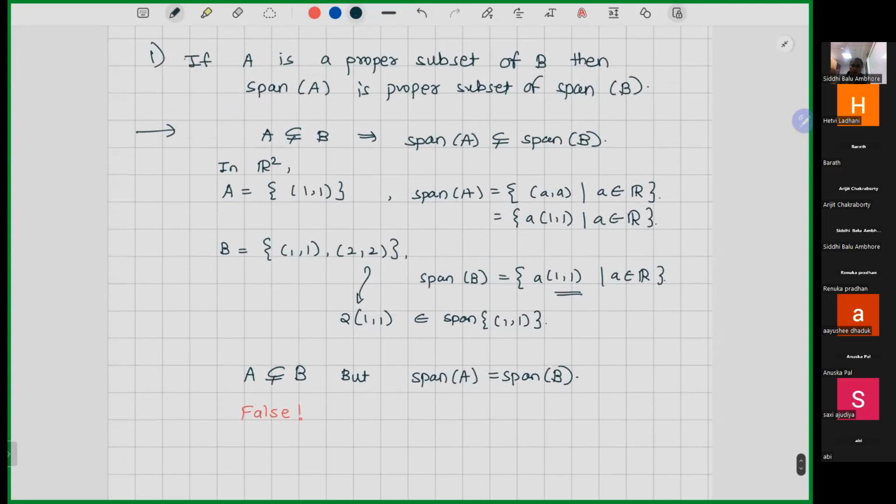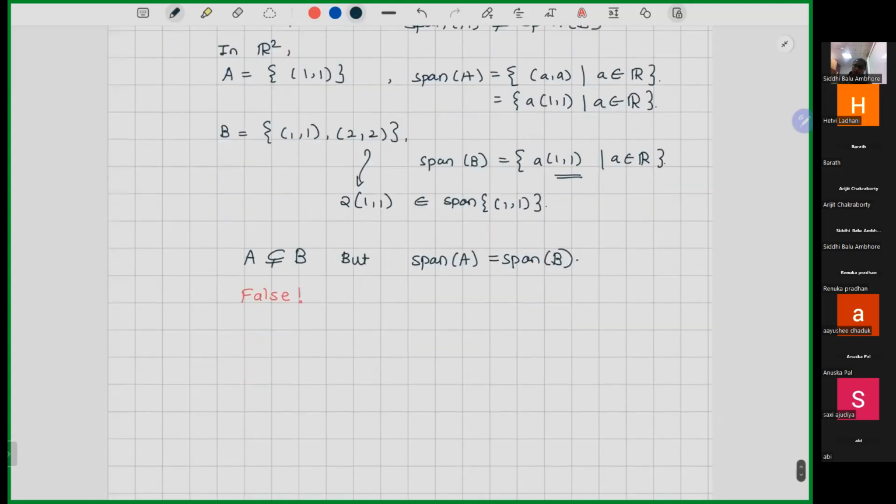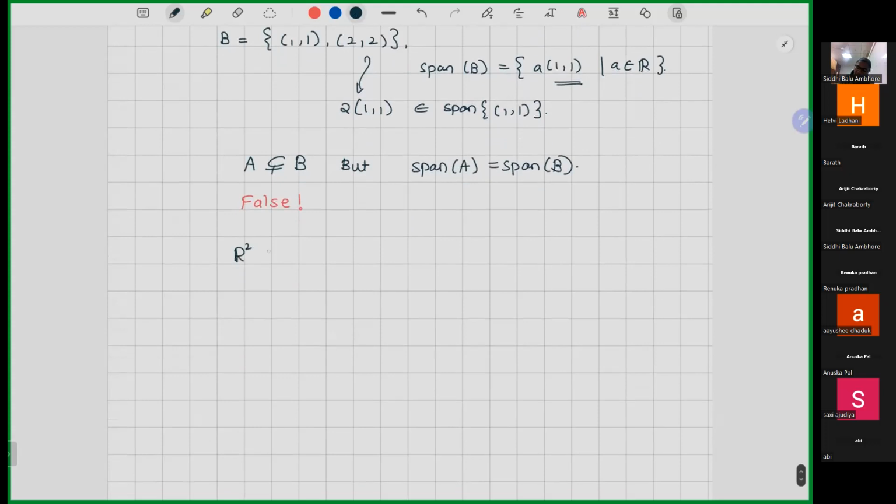So if A is a proper subset of B, then it does not imply that span of A will be a proper subset of span of B, because as you know, this R2, just because we are used to this, R2 is the span of 1 comma 0, 0 comma 1, right? This we are everyone aware of. But I can just add an extra element to this, just 1 comma 1, or as many elements as you want. Span of this is again the same thing.